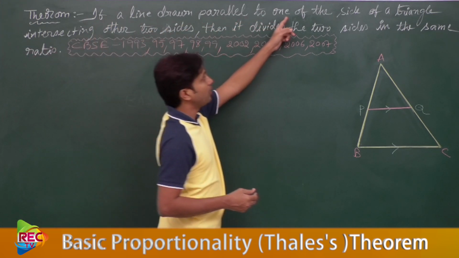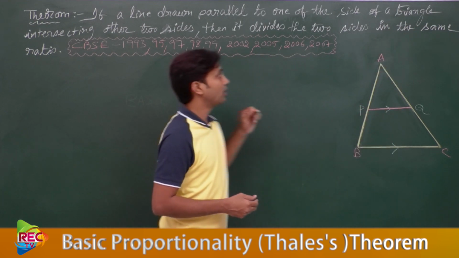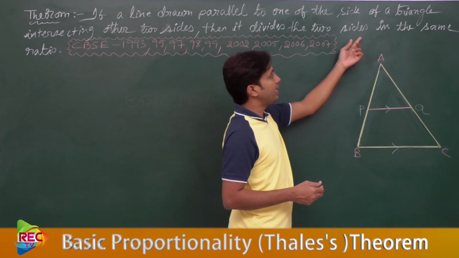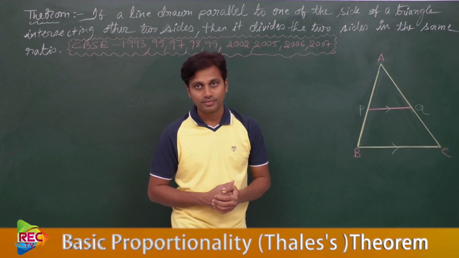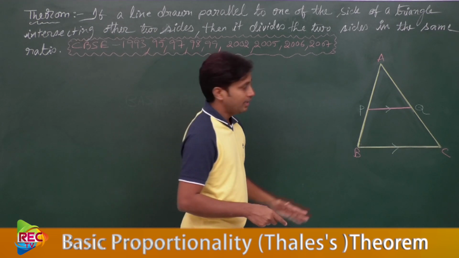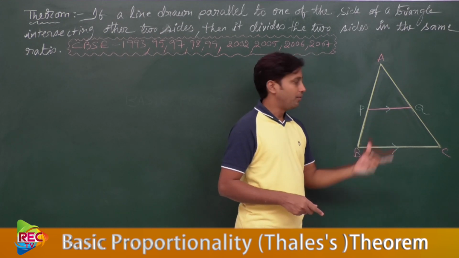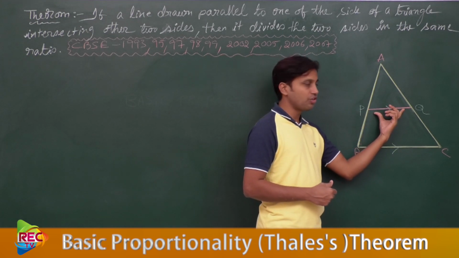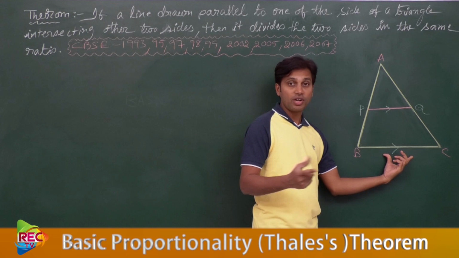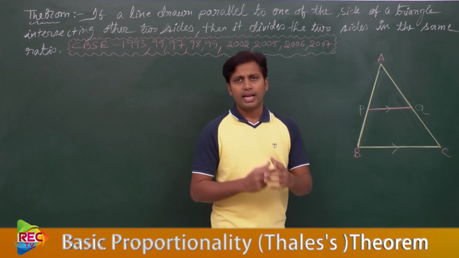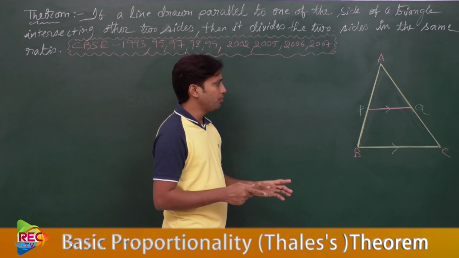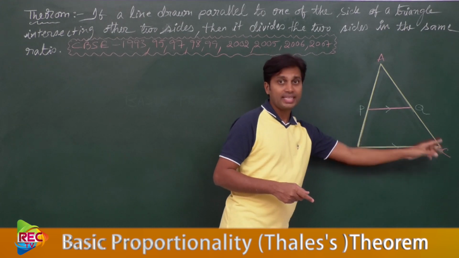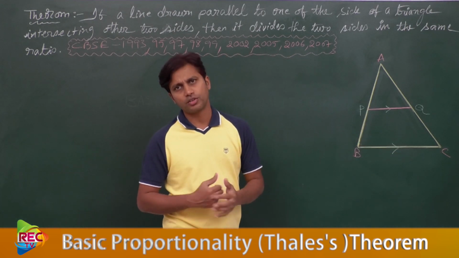If a line is drawn parallel to one of the sides of a triangle, intersecting the other two sides, then it divides the two sides in the same ratio. Right. Just see what is given. Here a line PQ is drawn parallel to BC. And you need to prove that this divides the given two sides in the equal ratio, or you can say proportionally also.